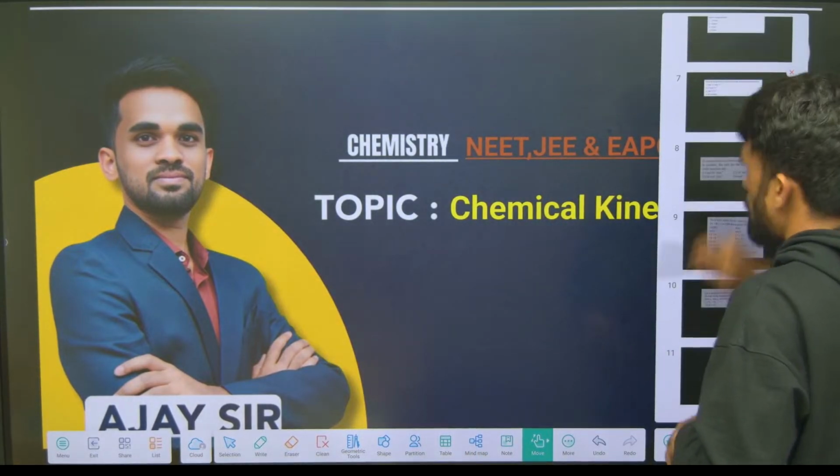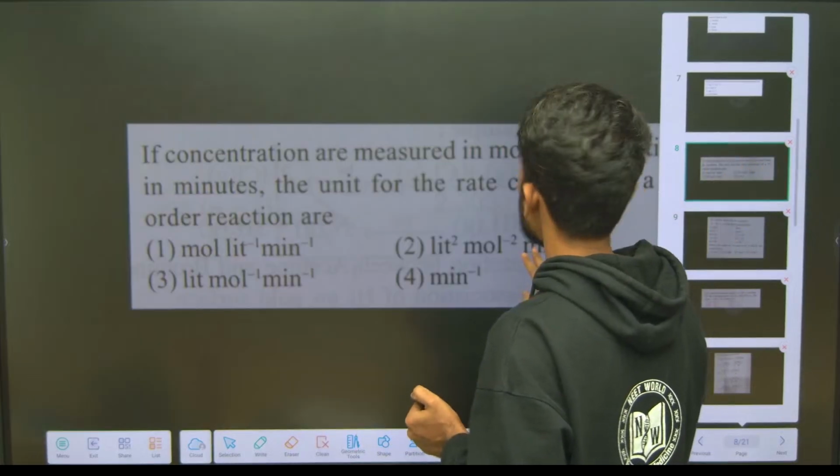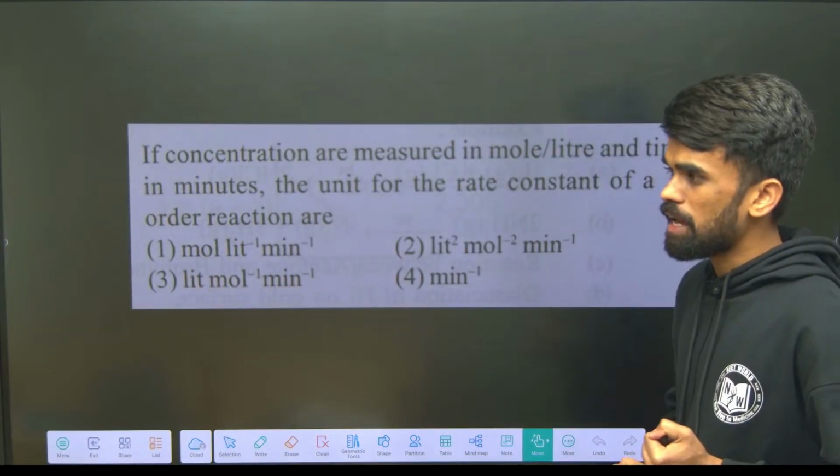See, and also how can we calculate units of rate constant. For example, here I am showing you what is the unit for a third order reaction. So what is the simple formula I have given to you?